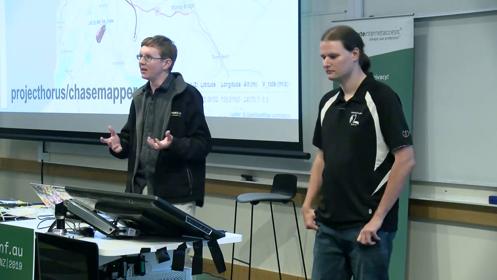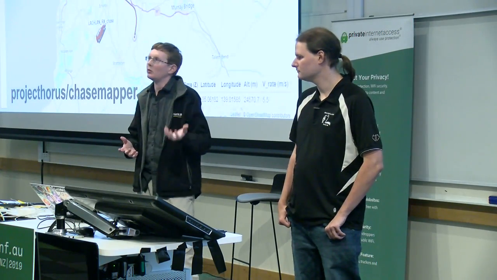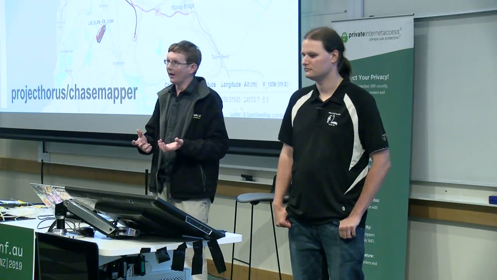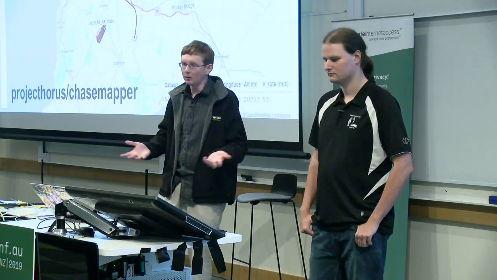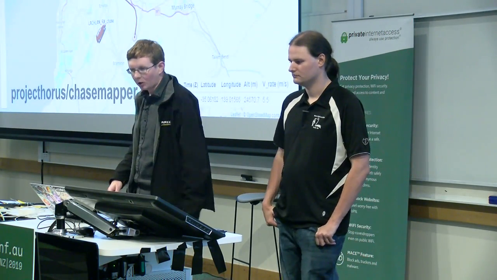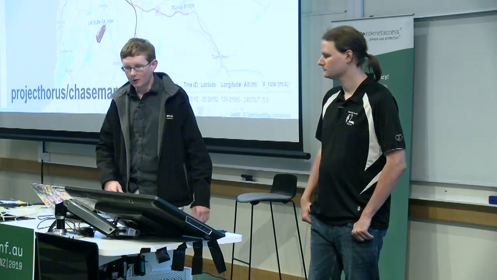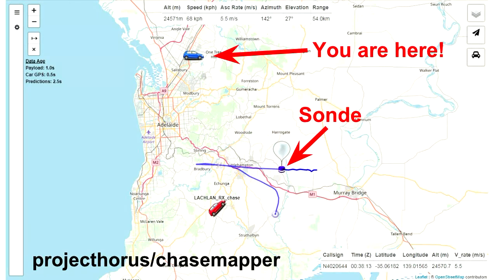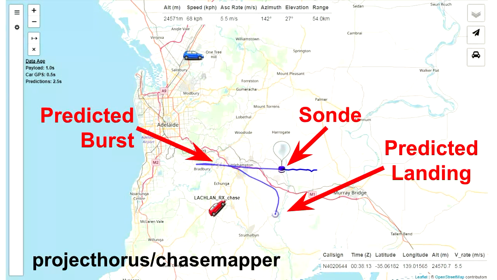Again, garbage in, garbage out. If you make a guess as to where the balloon will burst, if that's wrong, clearly your prediction is going to be wrong. But again, you look at what happens over a few launches, and it works out pretty well. So on the map, we have the blue car. You are here. That's where your current location is. Again, you have to have a GPS for this to work, but that's pretty easy nowadays. And we can see where the radiosonde is as well. We can also see those predicted burst and landing locations. So if you want to recover the sonde, you should be driving to that predicted landing location at speed.